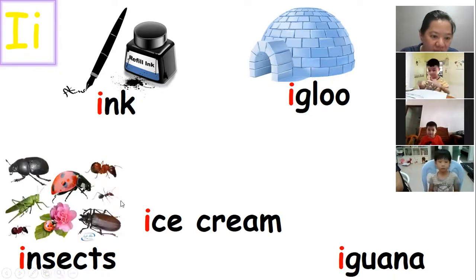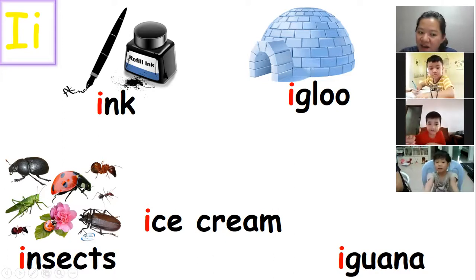And what is that? Insects. Very good. Insects. Oh, what is insects? Do you love insects? Yes, you like insects. Okay, all the insects have 6 legs.